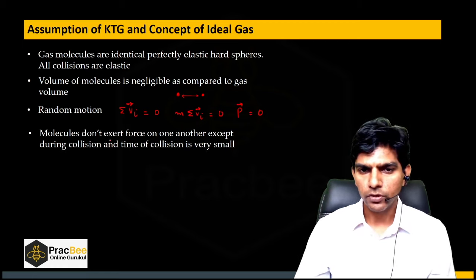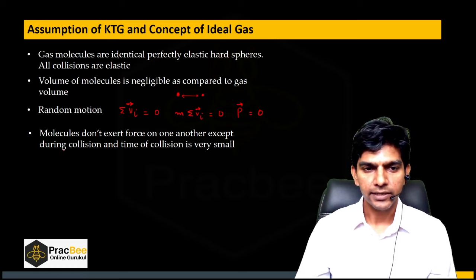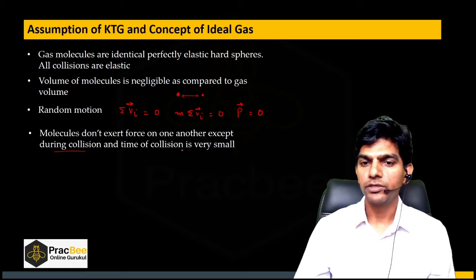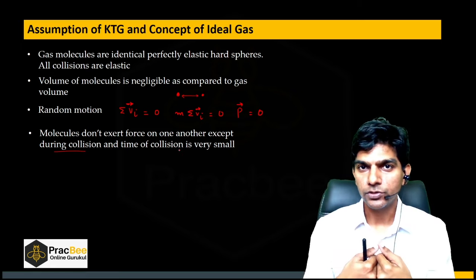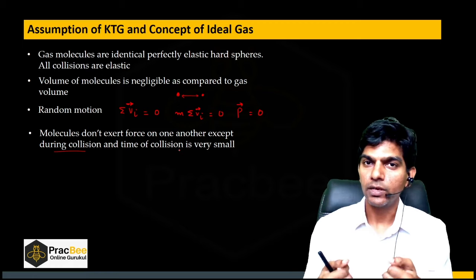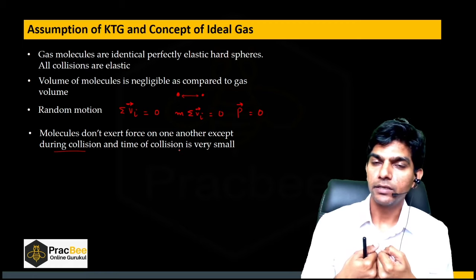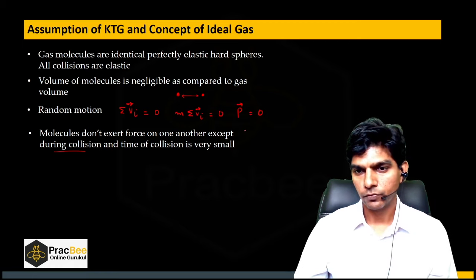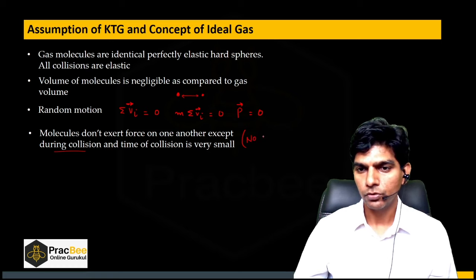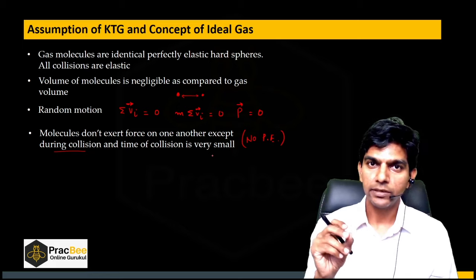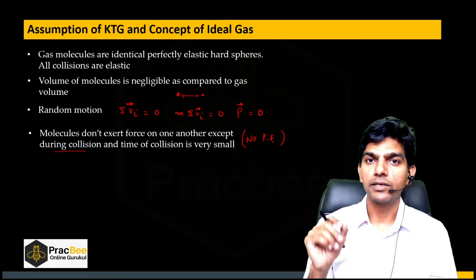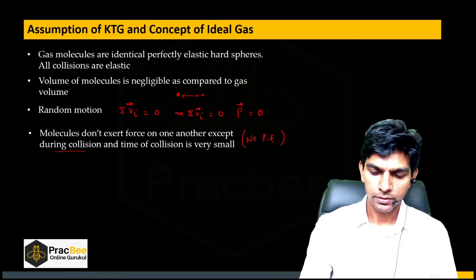Next, molecules don't exert force on one another except during collision, and the time of collision is very small. So if the molecules are not exerting force on one another and they exert force only when they are colliding, what we can say, there is no potential energy. So from this point we can say there will be no potential energy associated with the molecule. So the only energy they will be having will be translational kinetic energy, right?